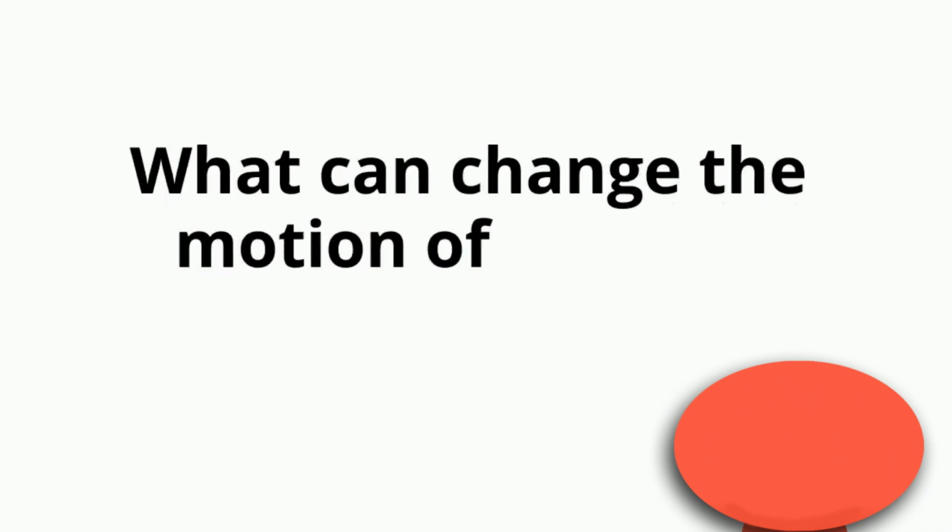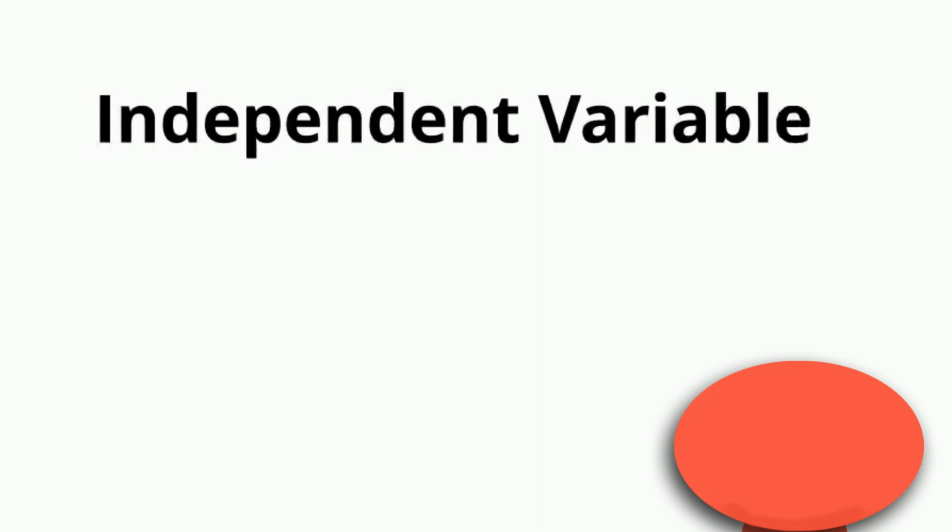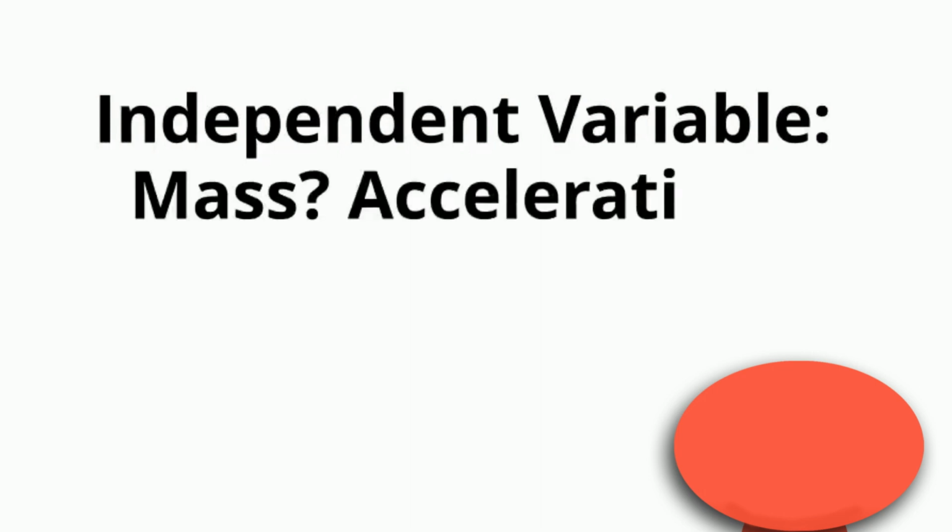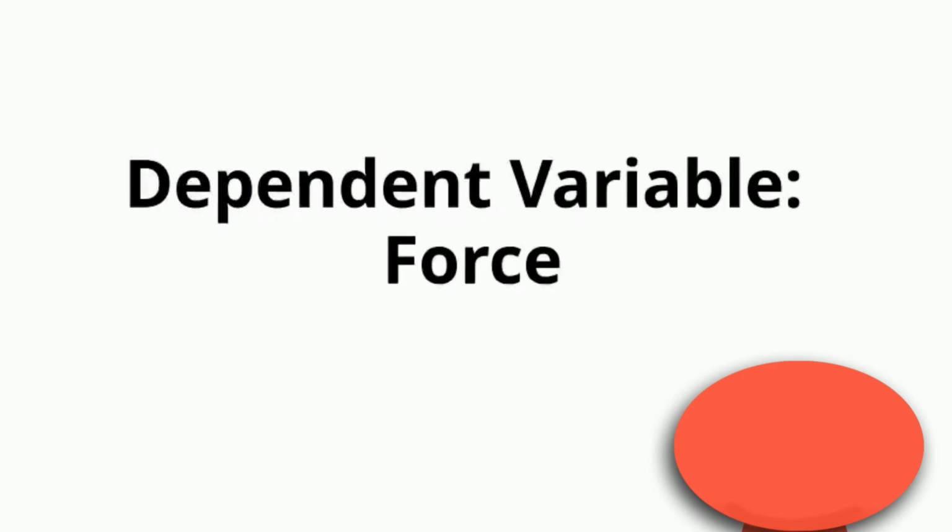What about my question, which is what can change the motion of a swing? We can use Newton's second law of motion to find our independent and dependent variables. Our independent variable, what we choose to change, can be mass or acceleration. We can only change one variable at a time, but we could do two different experiments to try both of these out. Newton's second law says that changes in mass or acceleration can change force. So we can measure the force of the swing as our dependent variable.